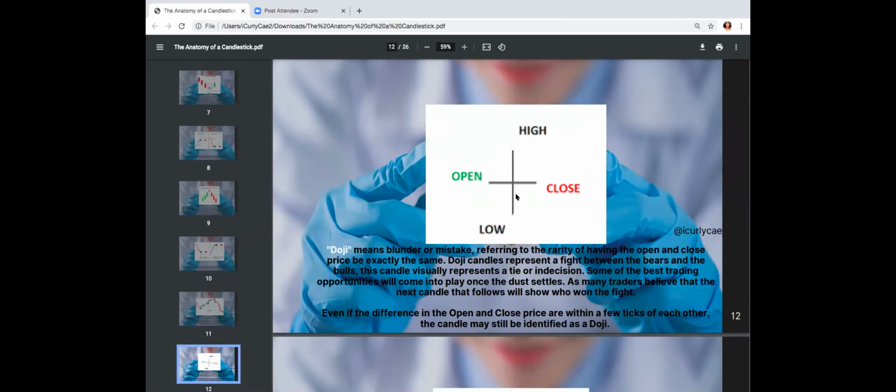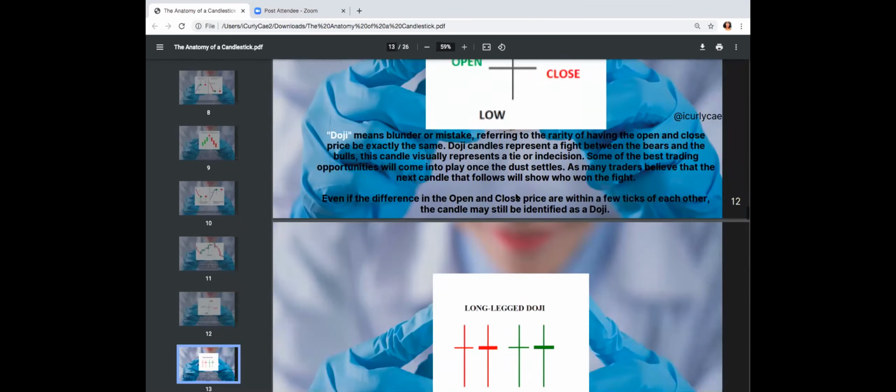Some of the best trading opportunities will come into play once the dust settles, as many traders believe that the next candle that follows will show who won the fight. Even if the difference in the open and closed price is just a few ticks within each other, it's still going to be identified as a doji candle.